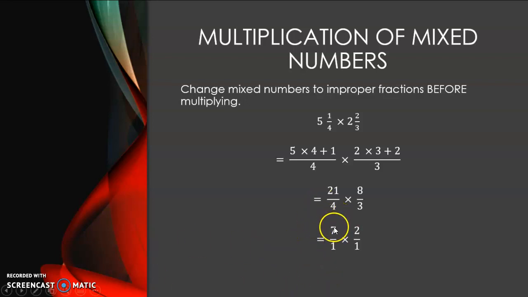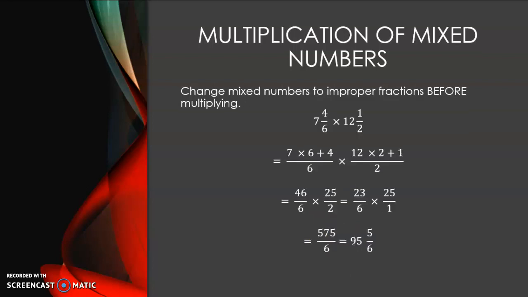Now I simply multiply. 7 times 2 will give me 14. 1 times 1 will remain 1. And any number over 1, because remember this is a division sum, and anything divided by 1 will remain the same. So this is actually just 7 times 2, and that will give me 14.